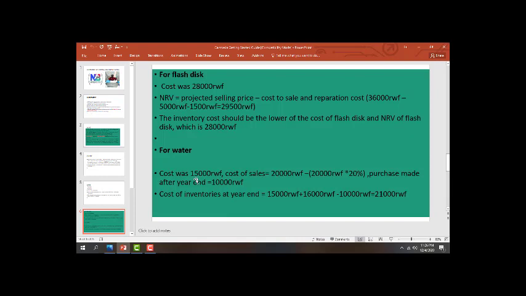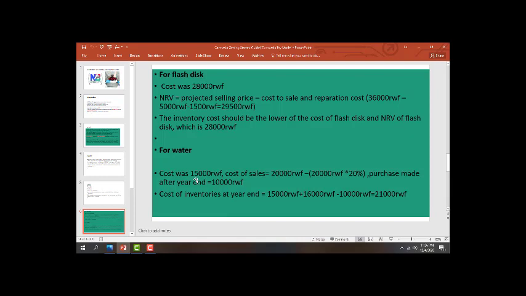It's obtained from comparing cost and net realizable value. As you see here, the cost was 28,200 francs, but the net realizable value was 29,500 francs. Really, the cost is lower than net realizable value. So the cost of 28,200 francs should be taken. The inventory cost should be the lower of cost of flash disk and net realizable value, as I said, which is equal to 28,200 francs.